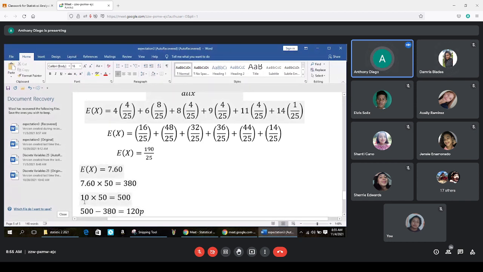Now we know that the person paid 10 pence for each game. So that would be 10 times 50, which is 500 pence. So when we subtract 380 from 500, we're going to get 120 pence. So that would be his loss. Because this is what he paid for the 50 games, at 10 pence for each game, and this is what he earned after the 50 games, so definitely this is a loss of 120 pence.